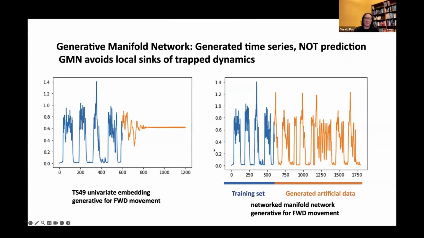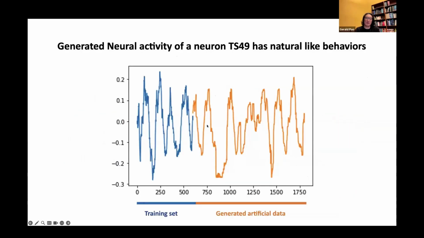If you do this, this is the training set of forward speed of the fly. You can see that the fly runs fast and then slows down, runs fast, it has these bouts. If you run it forward in the computer, you can actually get pretty realistic-looking bouts of behavior. And this also happens for neural activity. This is neural activity as it was recorded. You simulate it forward, and it actually makes something pretty realistic.